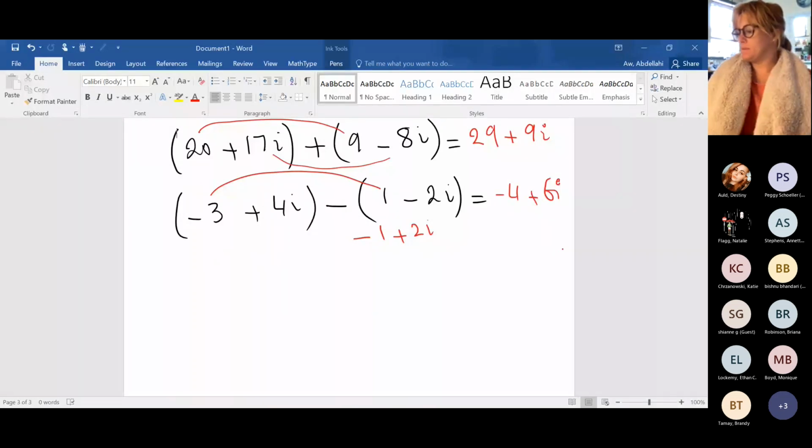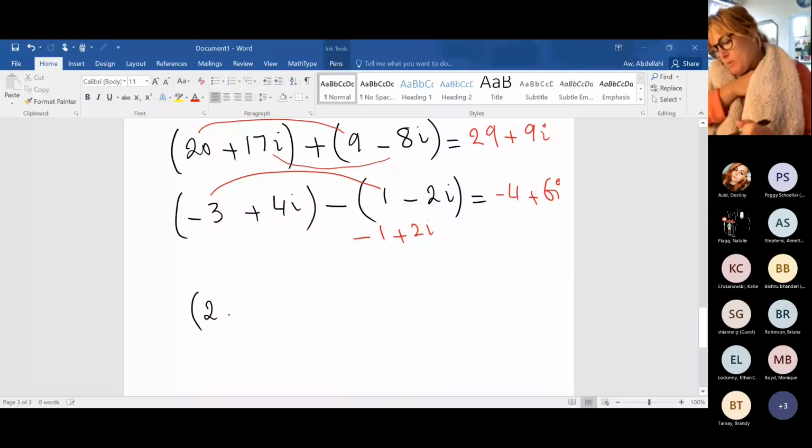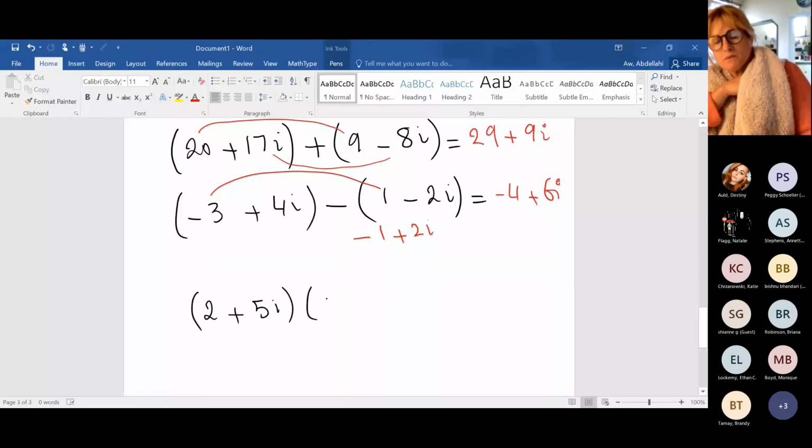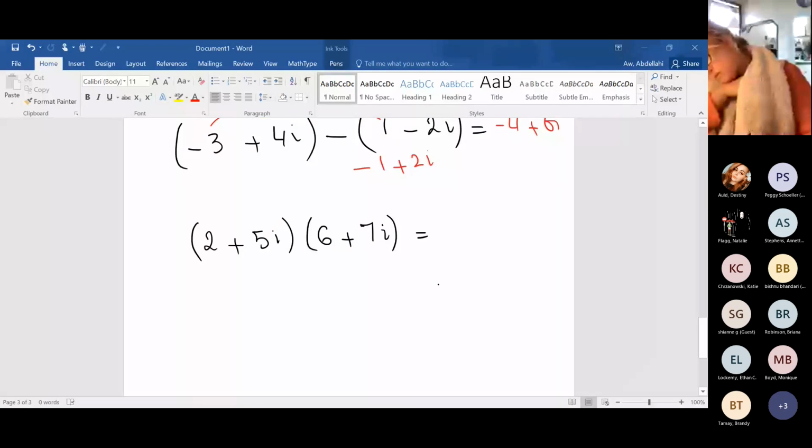Now comes the multiplication. So we do, for instance, 2 plus 5i, parentheses, 6 plus 7i. At first here, we just want to distribute, right? We just don't FOIL. I know all of you know how to distribute that. Go ahead, I'll give you a couple of seconds to distribute it and see what you got.